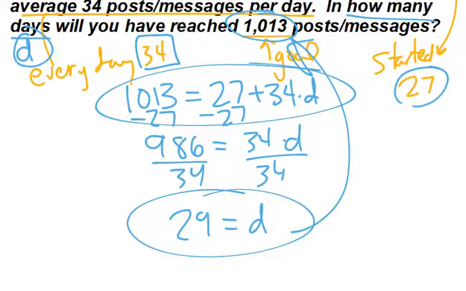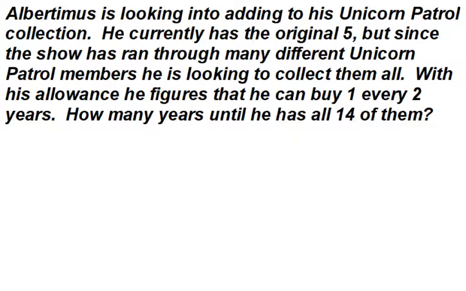Now, we could do this problem without an equation, but part of the practice here is figuring out how to make an equation. So let's keep going. Albertimus is looking into adding to his Unicorn Patrol collection. He currently has the original 5, but since the show has run through many different Unicorn Patrol members, he's looking to collect them all. With his allowance, he figures that he can buy one every 2 years. How many years until he has all 14?